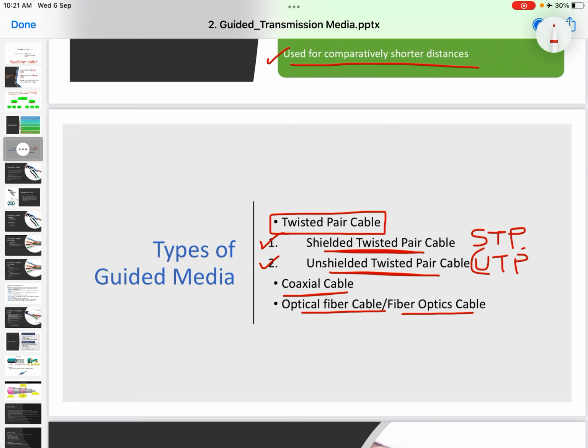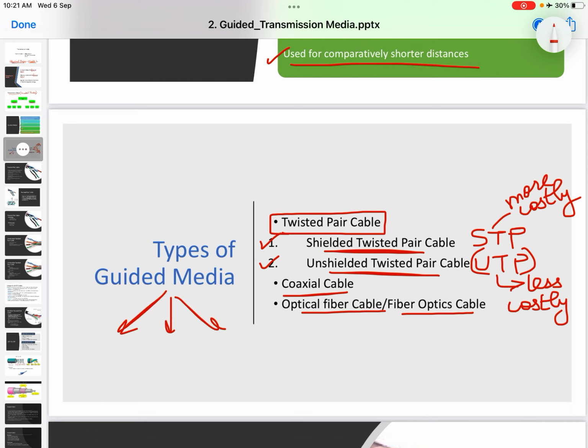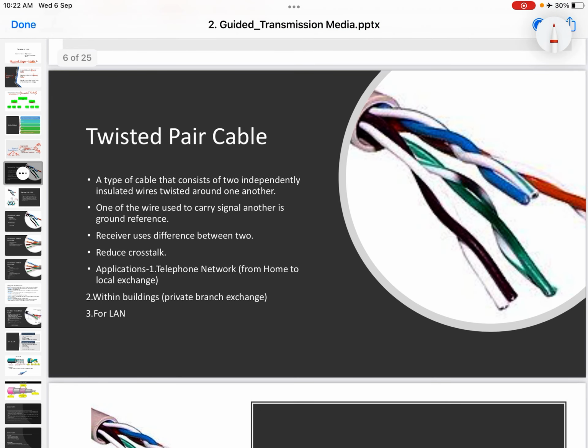Unshielded cables do not have a shield around them, so you can say that they are less costly, whereas STP are more costly. Why? Because they have the shield, a protection so that you do not get the current shock. So in guided media we have three types: twisted pair cables, coaxial cables and optical fiber cables. First is twisted pair cables.